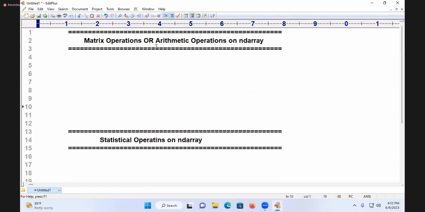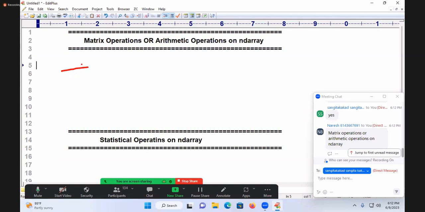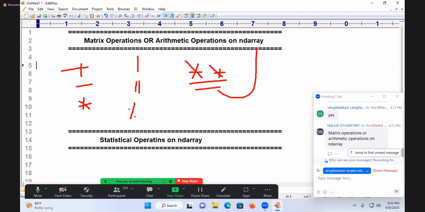So here, first start thinking about arithmetic operations. What are the arithmetic operations which you have done already? Plus, minus, star, single slash, double slash, percentage, and double star. These are the operations you have done. The same operators we can apply straightforward on ND array, because ND array objects support vector-based operations. That's why these are permitted.